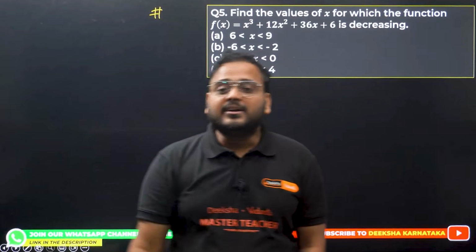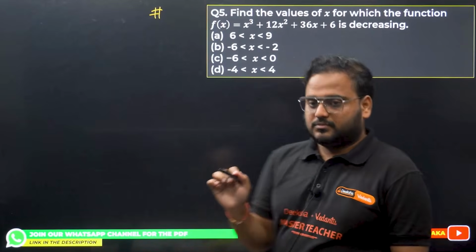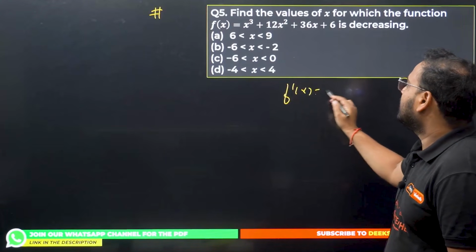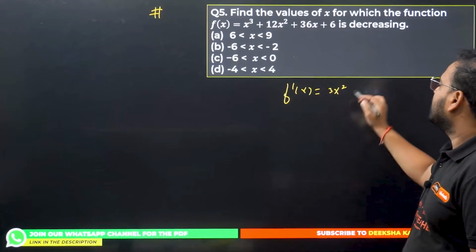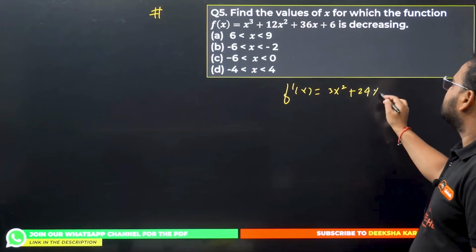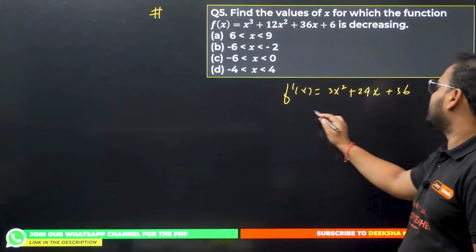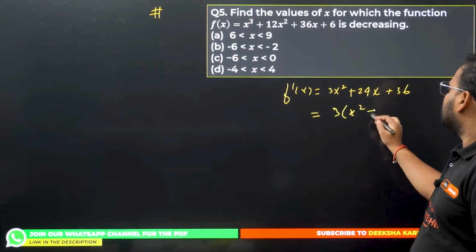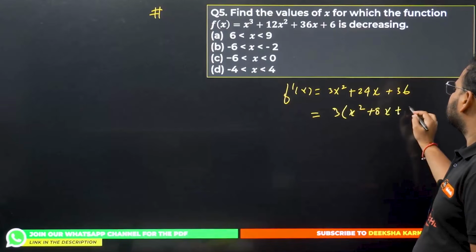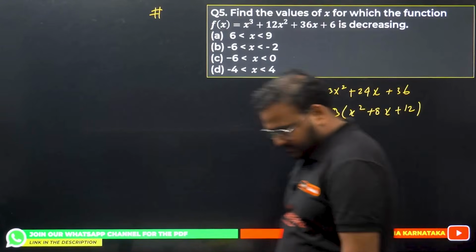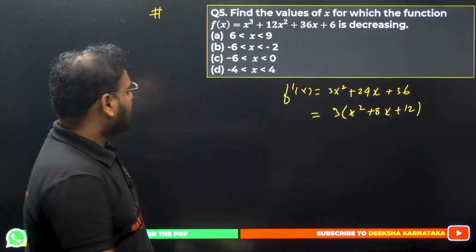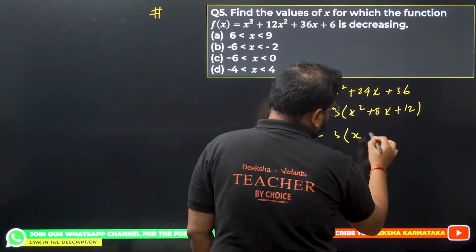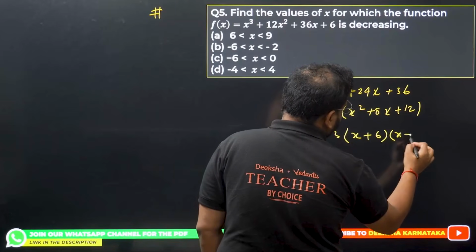Figuring out the interval, extremely important question. Let's have a look. Step 1 remains the same, finding f dash of x. 3x square plus 24x plus 36. I can take 3 common, right? I get x square plus 8x plus 12. Factorize this, you'll have 3 times of x plus 6 and x plus 2.